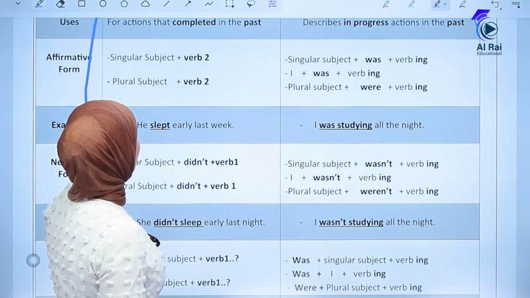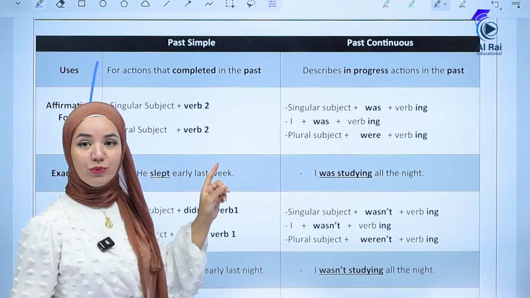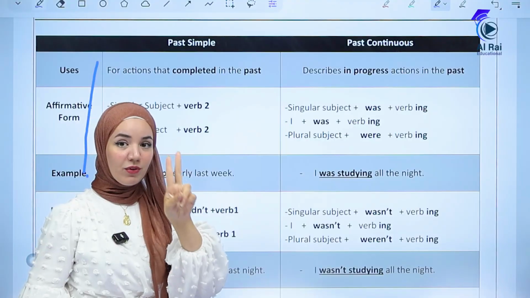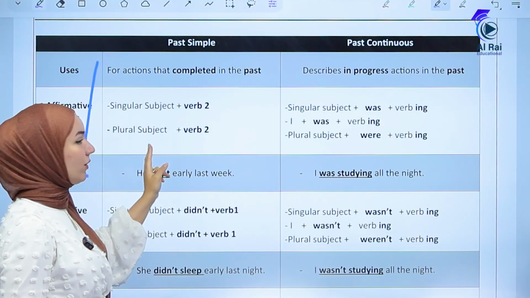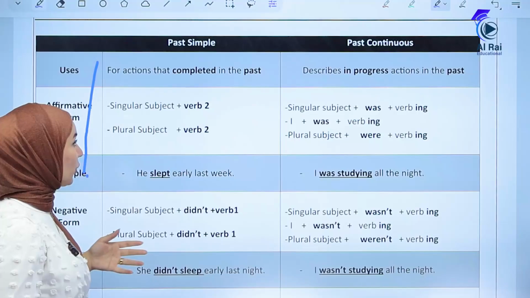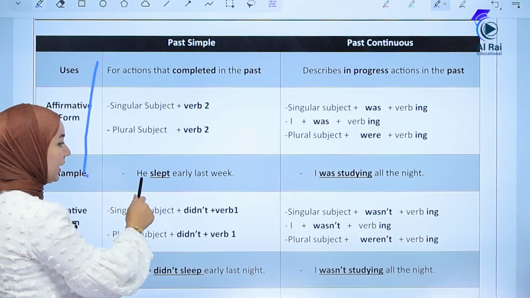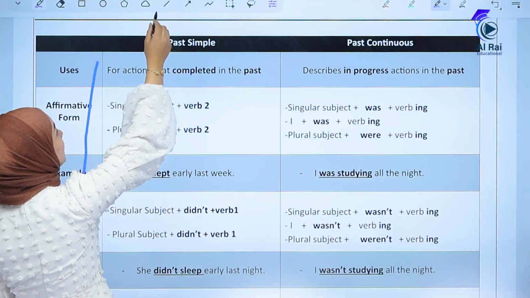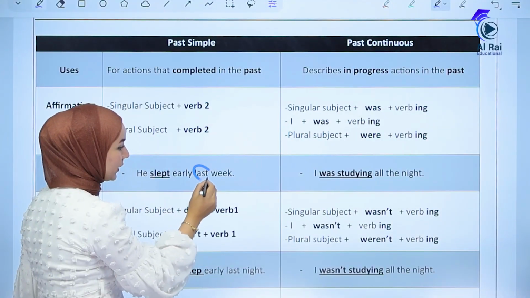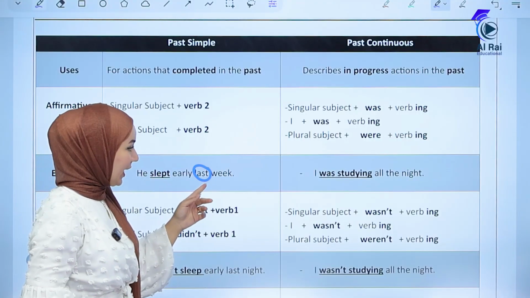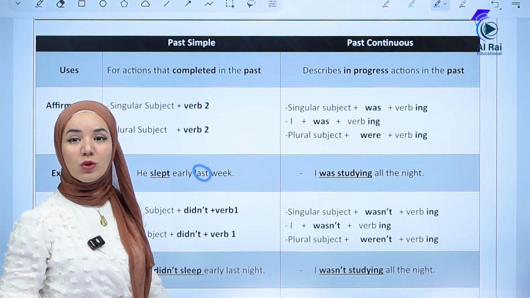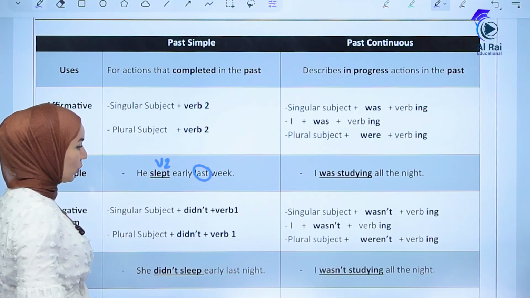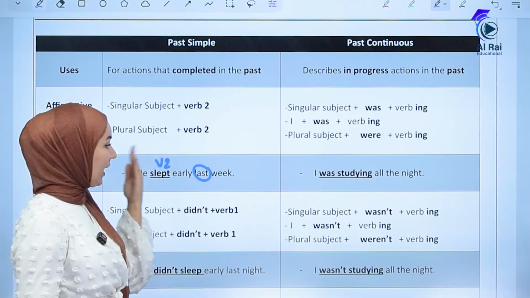As a short revision, we have to use verb 2 with past simple. So with past simple we use only verb 2, with singular or even with plural subjects or pronouns. For example, he slept early last week. I have last week as a keyword. So last and time are talking about past simple. Because of that, I need to use verb 2. So here, he slept early last week.